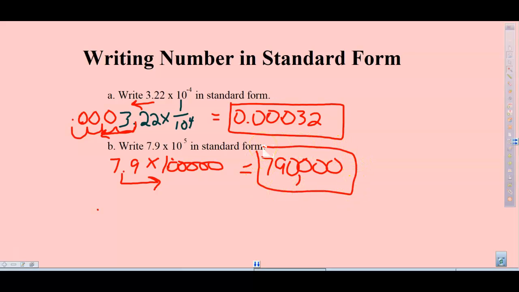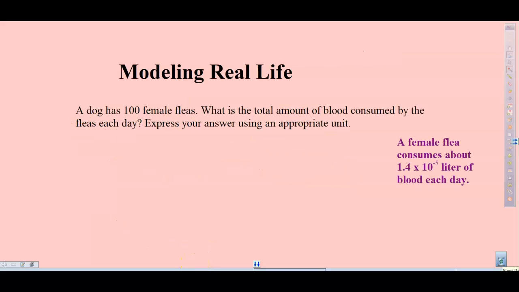Simply just moving that decimal over 5 spots. 1, 2, 3, 4, 5. Making sure we're going right because we are multiplying by the positive power of 10. So we're moving right, we're increasing or enlarging this number. Let's see how this might fit into some real play action here.